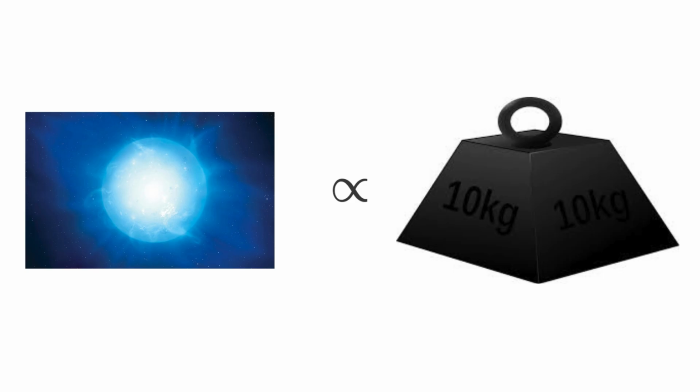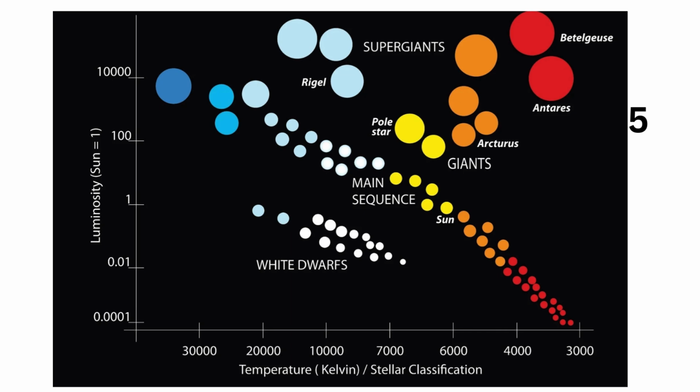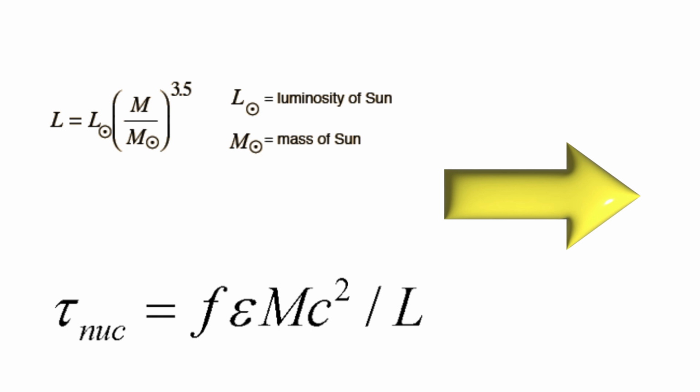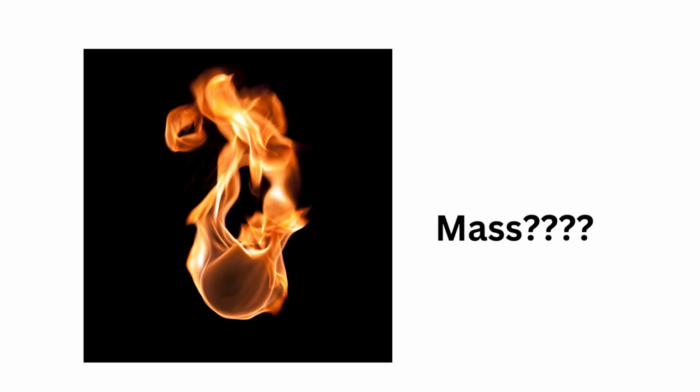Additionally, the luminosity of a star is correlated to the mass given by this proportionality, first noted by South African astronomer Jacob Holm. With a star's temperature and luminosity, we can graph it on the HR diagram, which is used to classify stars. We can also derive a star's lifetime on the main sequence by combining the mass-luminosity relation with the nuclear timescale equation to get this equation, where its lifetime on the main sequence is inversely proportional to its mass cubed.